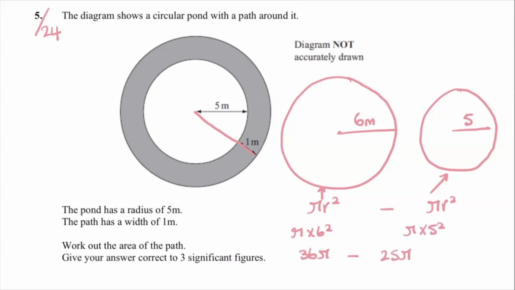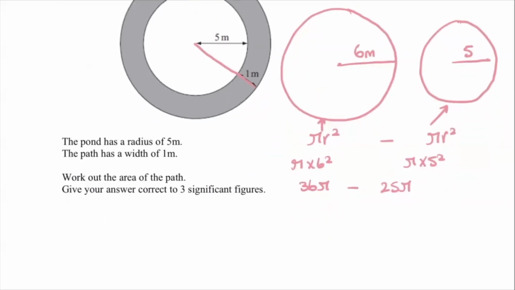Now, you can go into decimals at this stage, or you can just leave it in pi. 36 take 25 is 11 pi. You could then put your 11 pi into your calculator, which will give you 34.55, and on it goes. We want 3 sig fig, so count 3 and cut. 5 is big enough to add 1, so we've got 34.6 meters squared as our final answer.